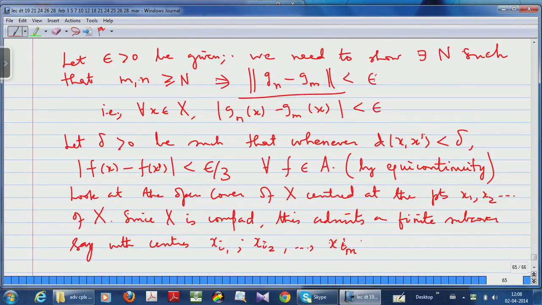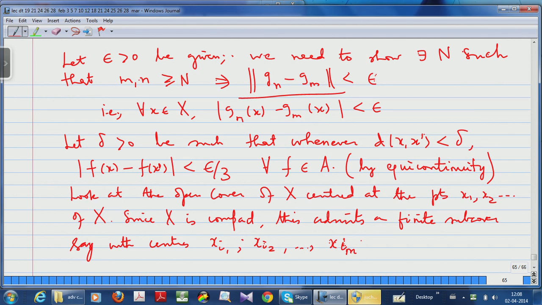So we continue with this proof. Let me write down something here that I probably said, but I didn't write down. So you are looking at the open cover of X centered at the points x1, x2, and so on of X. So which open cover is it? It's the open cover consisting of open balls of radius delta. Okay, that's something I didn't write down, so let me write it down here.